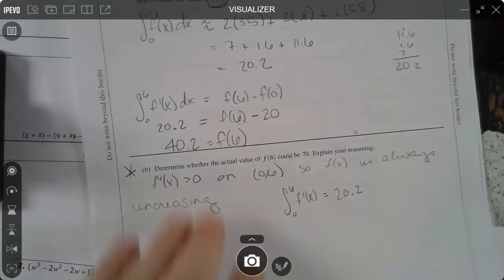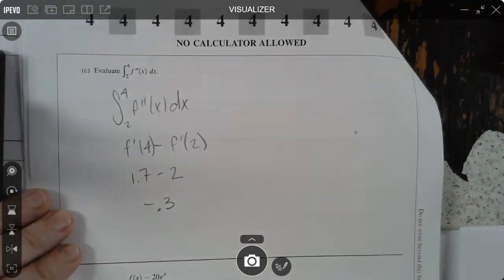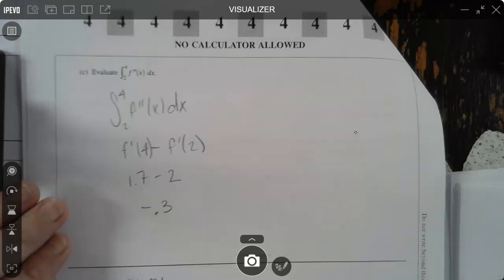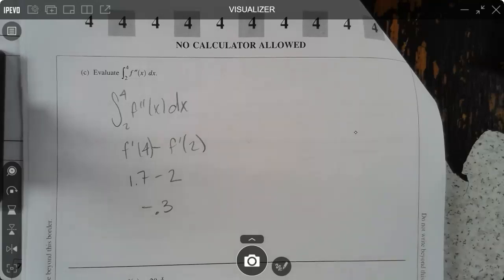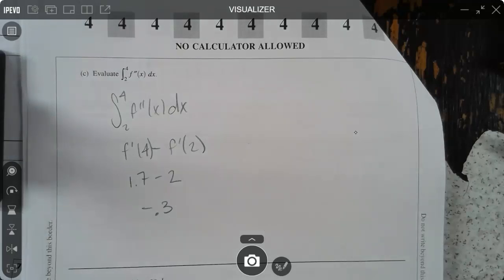All right, part C, we got the boogie. Kenzie. All right, if we evaluate, oh, look. It's another fundamental theorem. Antiderivative of top, antiderivative of bottom, and you get the answer. This was a 2-pointer.